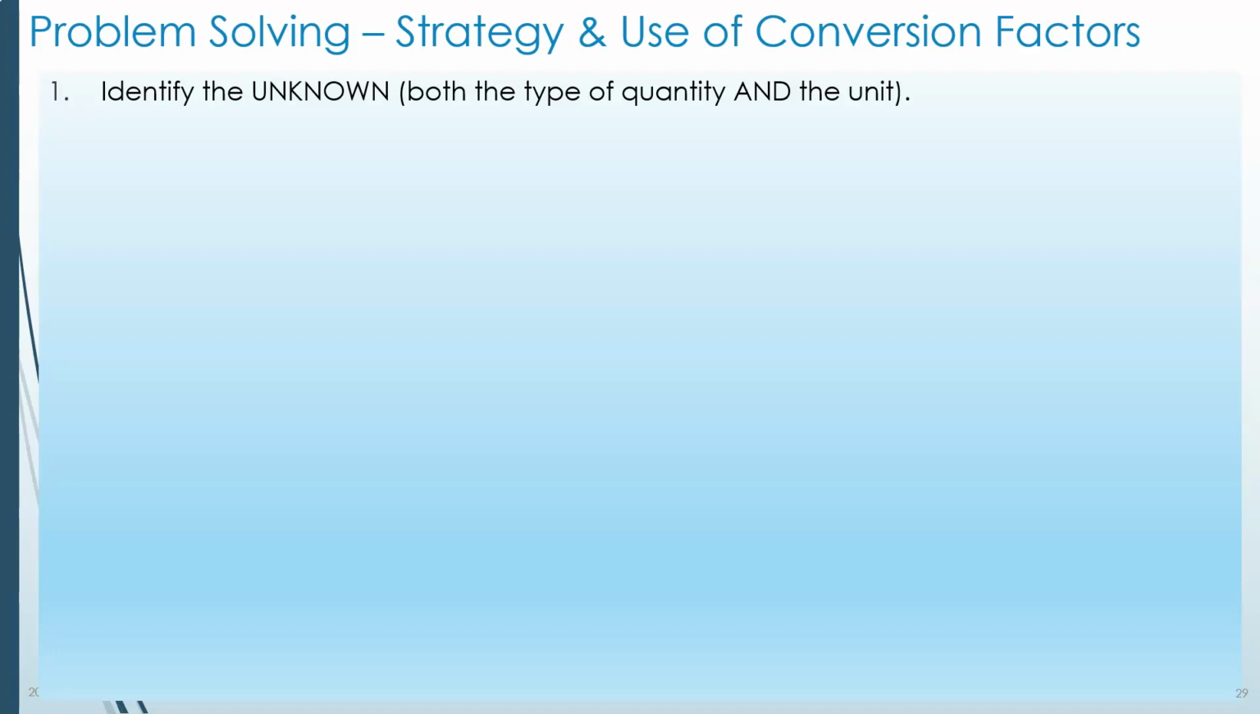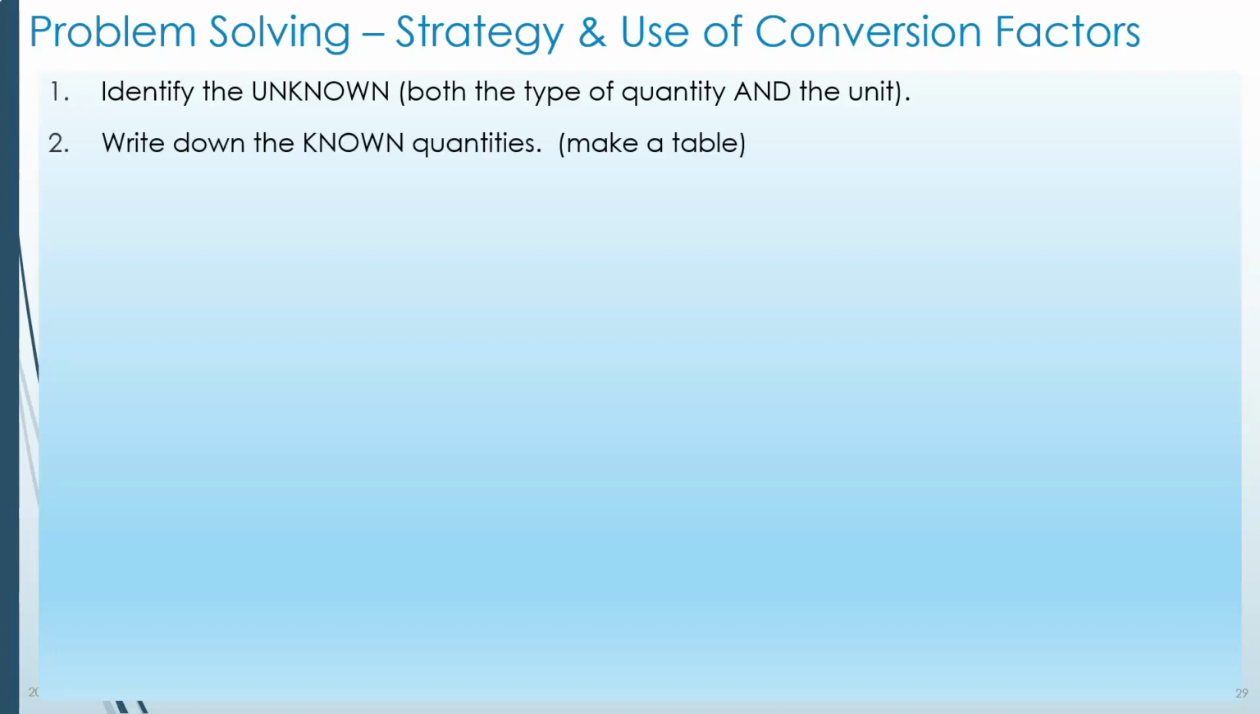So whenever we have a problem, the first thing you need to do is identify the unknown, both what type of quantity, is it length, is it time, is it mass, is it density, volume, etc., and the unit that you need to have that answer in. So if it's mass, does the questioner want the answer in grams or in kilograms, for instance? Or if it's a distance, should it be in meters or millimeters or kilometers? So you need to know both.